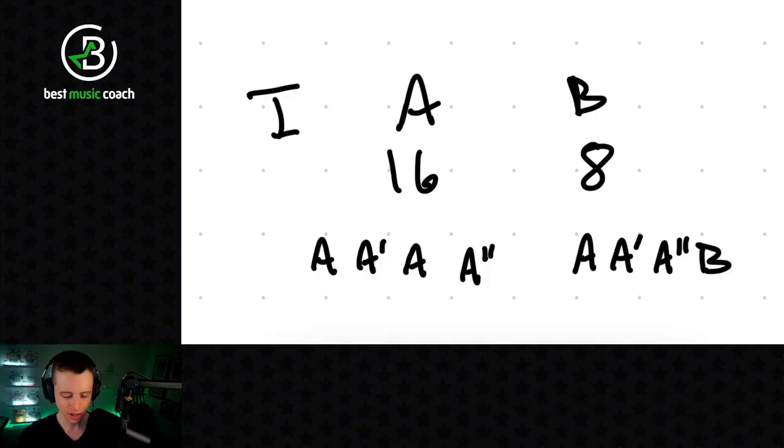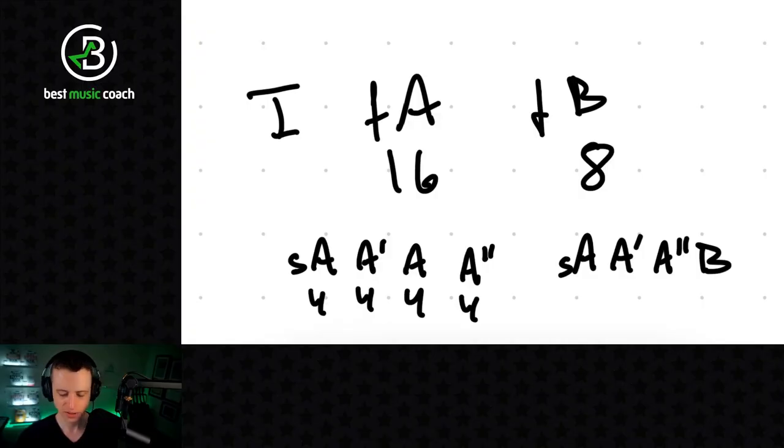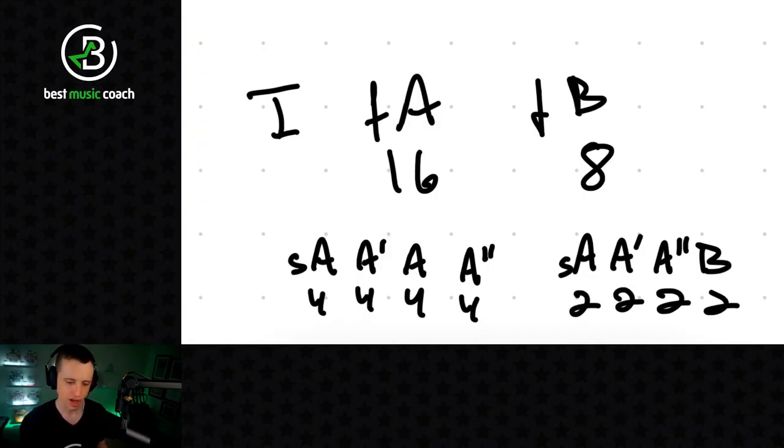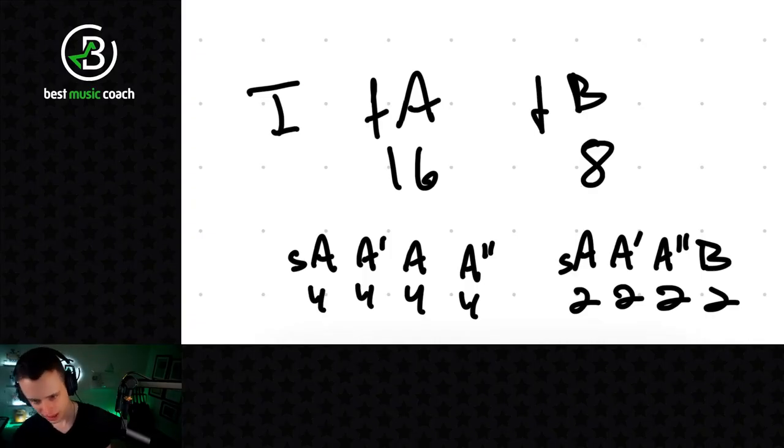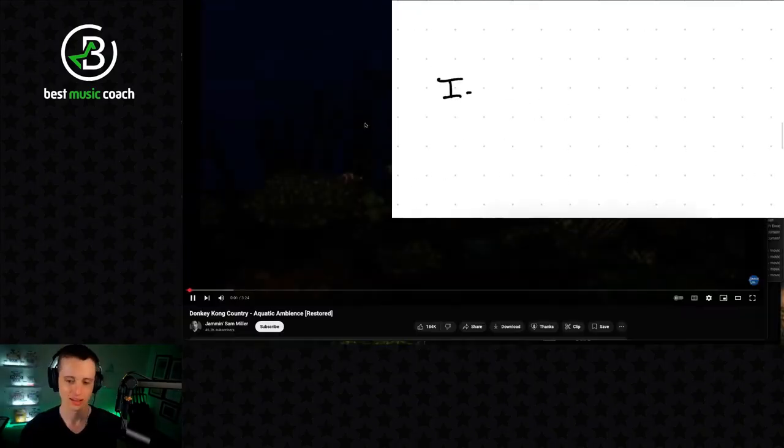In the A section, each A subphrase, these are subphrases, each subphrase is 4 measures long. Here, each subphrase we're thinking about as being 2 measures long. And there you go. That's Sonic Green Hill Zone. Let's listen to another one here.